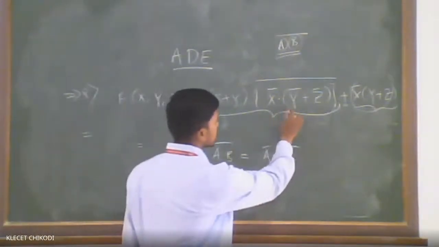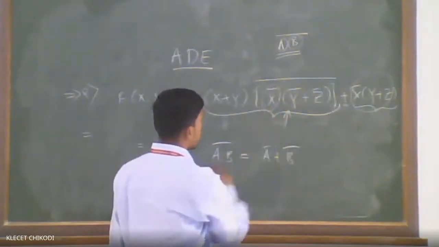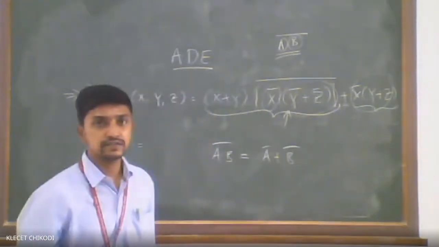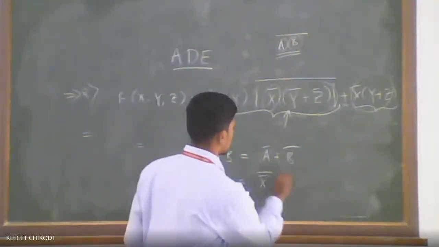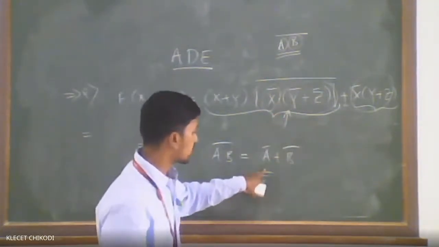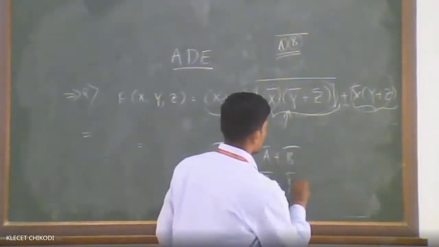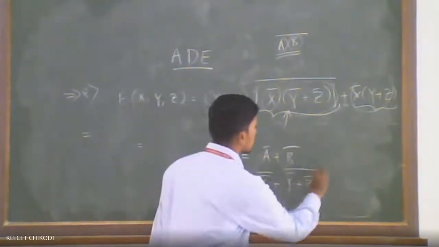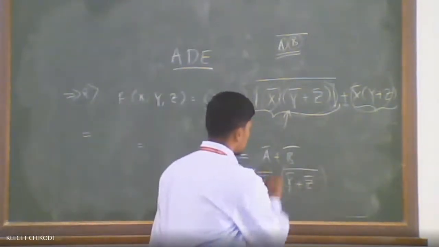Now apply the same for this one. What have I taken here? A as x bar and b as y bar plus z bar. So if you put that here, a will be x bar whole bar, because I have considered A as x bar. Then plus, what will be the B here? It will be y bar plus z bar, again whole bar. Is it clear?